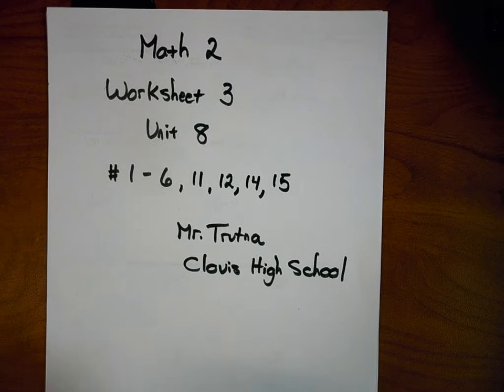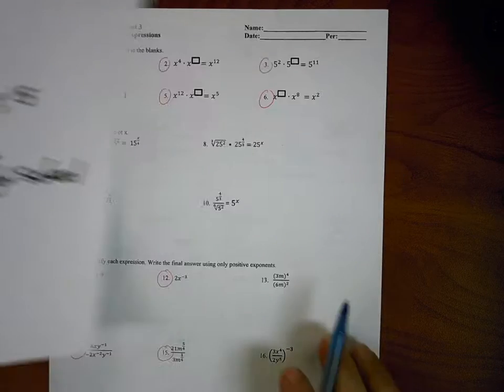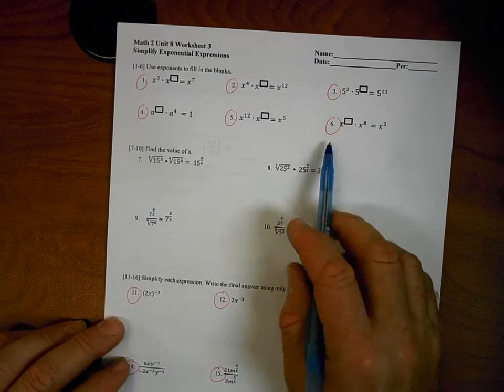All right, this is Worksheet 3, Unit 8. We're going to do numbers 1 through 6, 11 and 12, 14 and 15. Mr. Trutna, Clovis High School. Okay, numbers 1 through 6.